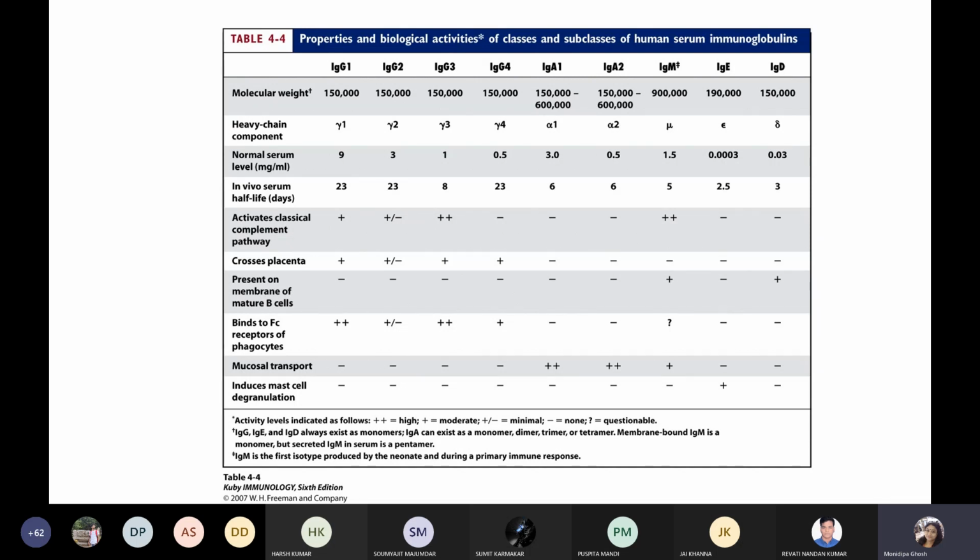Now the IgD. What about IgD? You just search for the plus. Where is it plus? Because in the function columns, everywhere it is negative. Where is it positive? Only present on the membrane of the mature B cell.